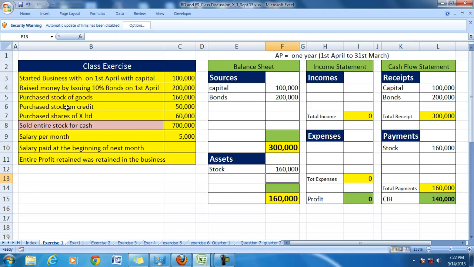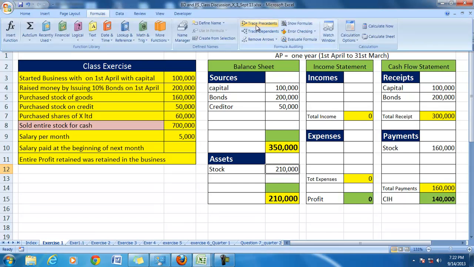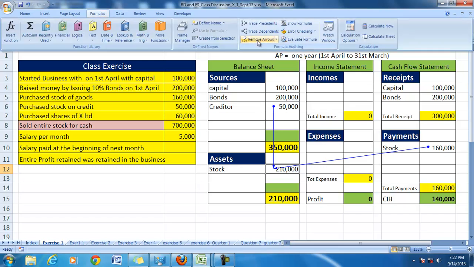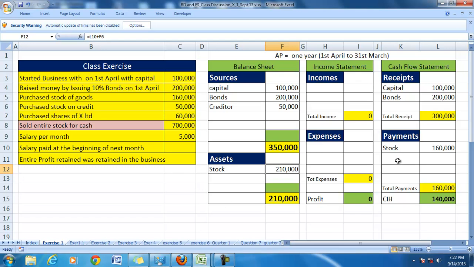Now in the next one, once again we purchase the stock, but we purchase the stock on credit. So there is a creditor of 50,000. The acquisition of stock in this case has happened by creating a liability, whereas in the previous case acquisition of asset has happened through the payment of cash. So we can see that cash of 160,000 payment and a creation of a liability of 50,000 has resulted in a stock of 210,000.